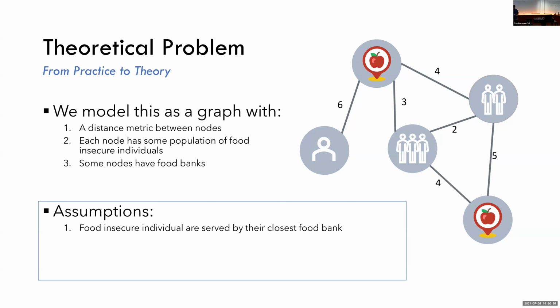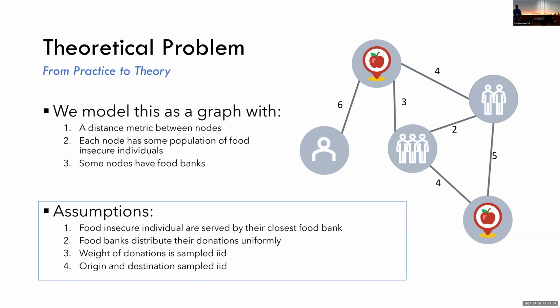The first assumption is that the food insecure individuals are served by the food bank that's closest to their node. The second assumption is that once a food bank receives a food delivery, they're going to equally distribute it amongst the food insecure population that they serve. The third assumption is that the weight of the deliveries is going to be sampled IID from some well-behaved distribution.